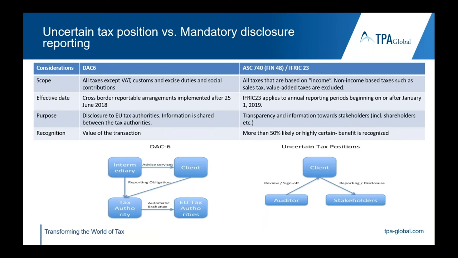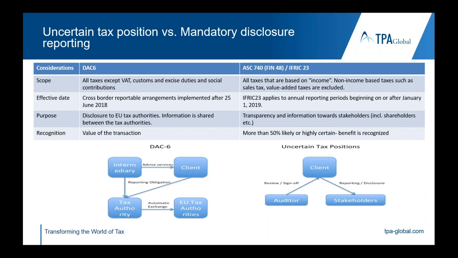So what is really the comparison, the overlap versus the difference, between DAC-6 and the UTPs? I think the scope is kind of similar. But taxes based on income is a big chunk of what we're looking at. That is for DAC-6 as well as for FIN 48 or IFRIC 23. The effective date we talked about, so it's all relatively new legislation. But the purpose is clear.